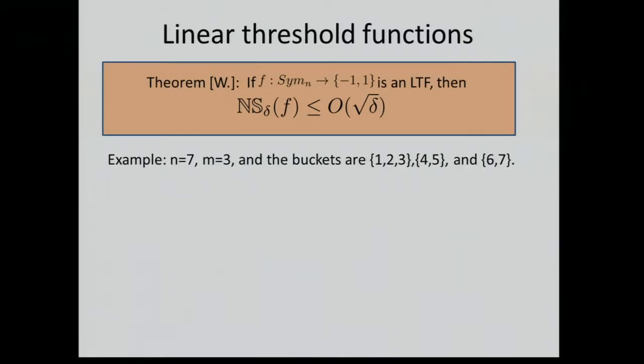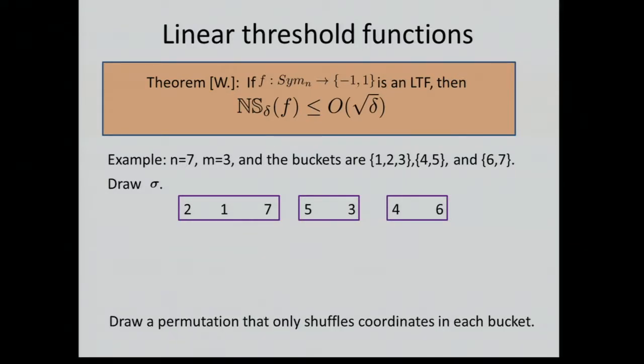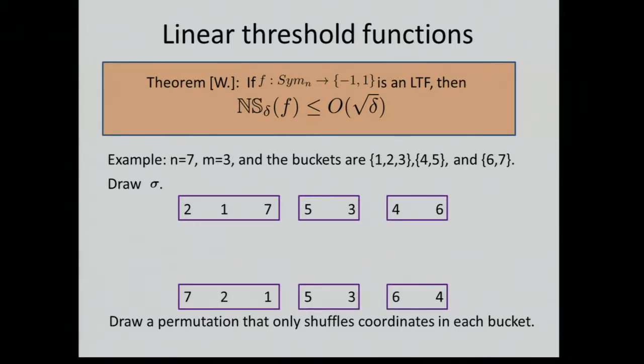So just to make our lives easy, let's put all the buckets to be adjacent coordinates. We're going to draw sigma. And then here are our buckets, so each of these things lie in a bucket. We're going to draw a permutation that only shuffles coordinates inside each bucket so that the buckets don't trade any of their elements. Everything stays inside its bucket. So we might get something like this. It doesn't have to shuffle anything because we're just picking a uniform random permutation in each spot. So this might be our other permutation.